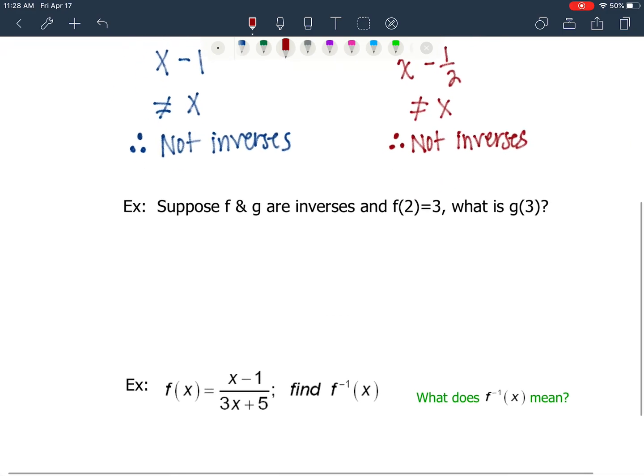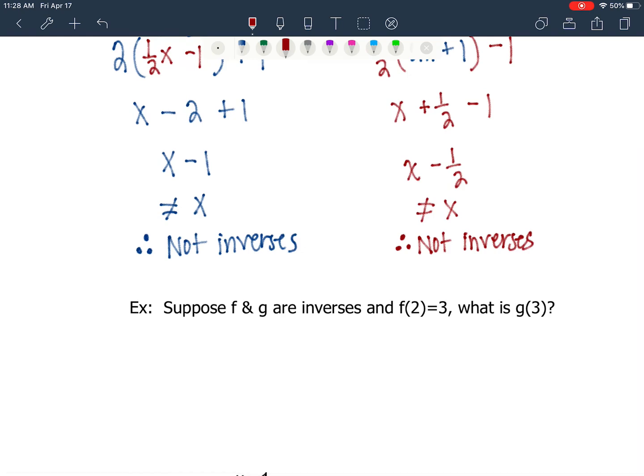Now, suppose f and g are inverses and f of 2 is equal to 3. What is g of 3? Well, f of 2 is equal to 3. So I'm going to draw a little table. Here's the f function. I put a 2 in and I get a 3 out. If f and g are inverses, then when I put a 3 in, I'm going to get a 2 out. So g of 3 is equal to 2.